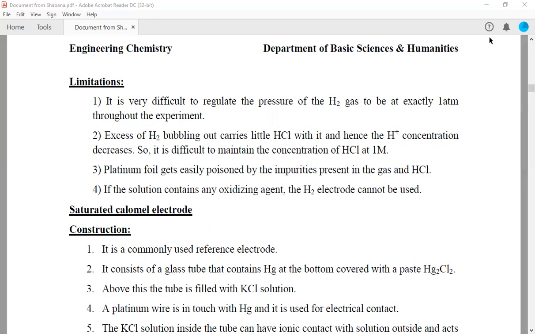The platinum foil we take as the electrode gets easily poisoned by impurities present in the gas and HCl. If the solution, the 1 molar HCl we take as electrolyte, contains any oxidizing agent, then the hydrogen electrode cannot be used. So those are the limitations of the standard hydrogen electrode.